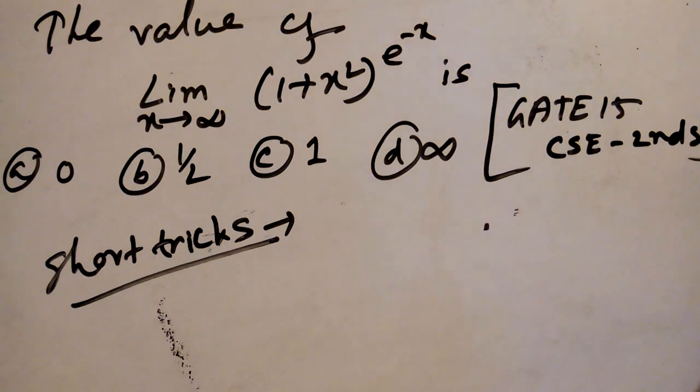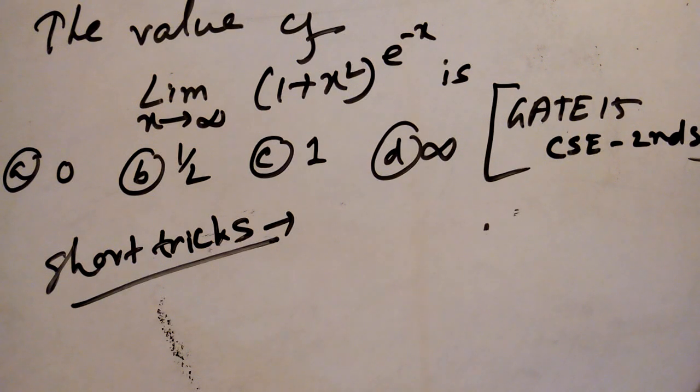Let's start. Our math is the value of limit x tends to infinity of (1 plus x square) to the power e to the power minus x. Option A 0, option B half, option C 1 and option D infinity. This math came to the GATE examination 2015 CSE department, second set.